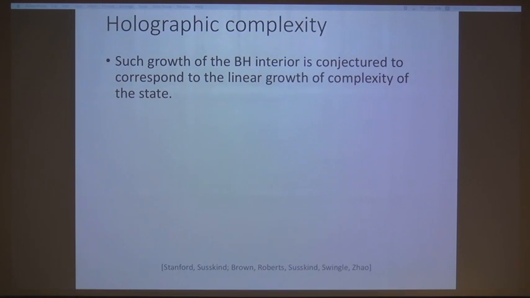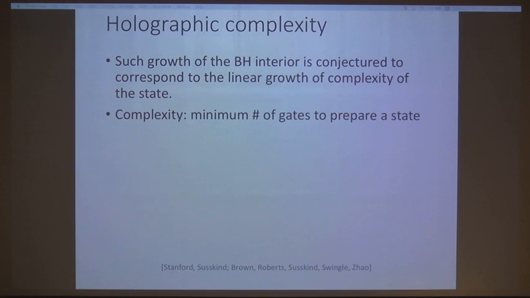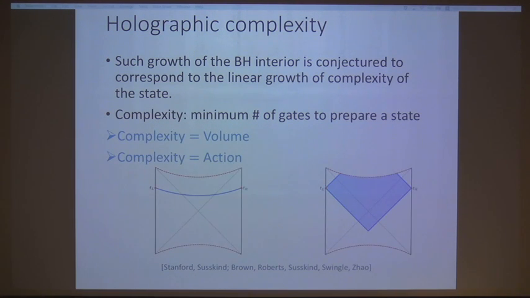In fact, such growth has been conjectured to correspond to the linear growth of computational complexity of the state. So the complexity of a given state in quantum information theory is usually defined as the minimum number of gates to prepare such a state. You have a set of gates that can be used to prepare any state. And then for a particular state, you simply ask how many gates does it take to create such a state. There are two proposals. One is called complexity equals volume, and the other is complexity equals action.